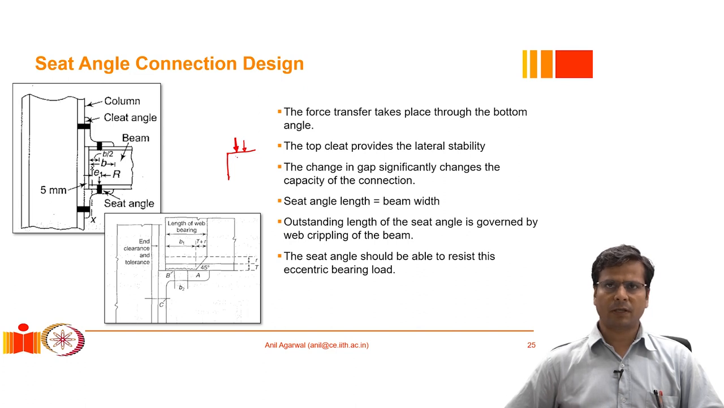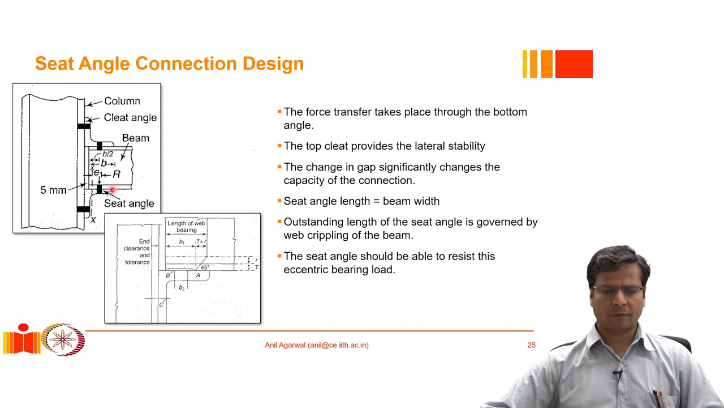Therefore, we don't require a very strong angle here. However, if we increase that distance for the same amount of shear force that we are applying, the lever arm would increase, and therefore the moment demand would increase. And that may require a very high strength angle to be utilized. Typically, the angle would cover the entire bearing surface of the bottom flange. So the effective width of the angle will be the same as the width of the beam flange.